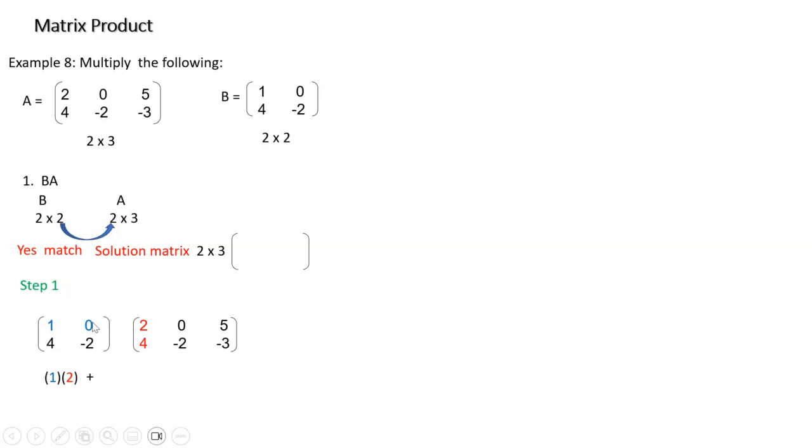Right? Plus 0 times 4. This will give us 2 plus 0. The answer is 2. So the 2 goes in the first slot.